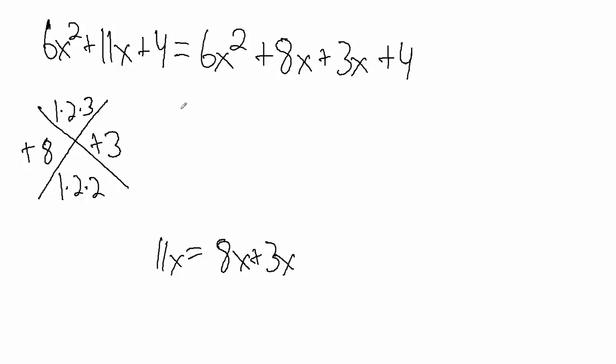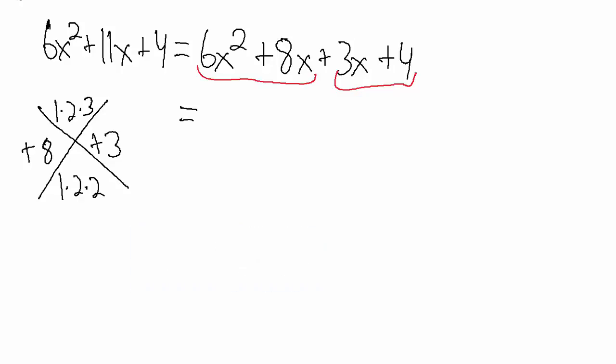All right, now what do we do here? Now we go back to our old friend, factoring by grouping. So these two terms get grouped together. These two terms get grouped together, and we factor them separately. So 6x squared plus 8x, let's come off to the side down here. So 6x squared plus 8x. What's the greatest common factor here? GCF. The greatest common factor between 6 and 8 is 2.